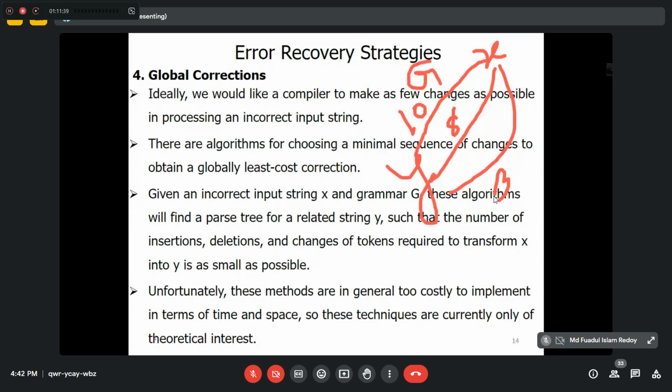So you have a grammar G and you have an incorrect string that is X. Now you need to make a correct string that is Y, and there are multiple ways to correct incorrect string X to correct string Y. The first one requires 10 operations, the second one requires 8 operations, and the third one requires 3 operations. And the global correction method chooses this one, because this one needs the minimum number of operations. Okay, got it, everyone?